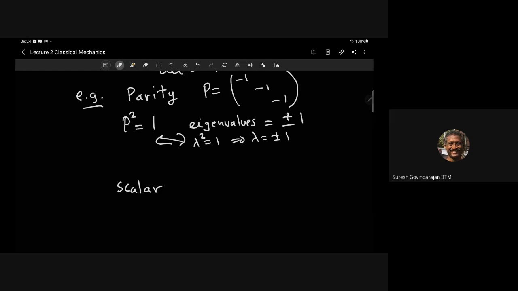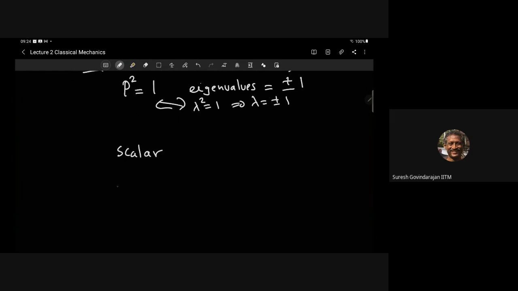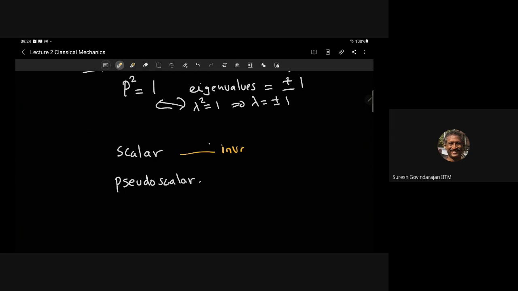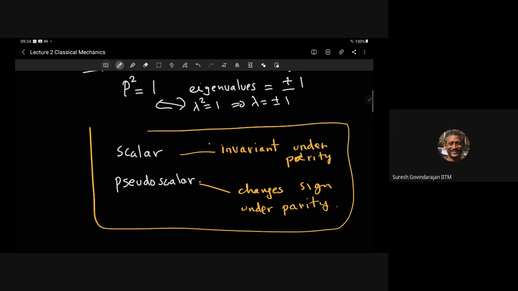So there will be two kinds of scalar. We'll call one scalar, we'll just reuse the name. Another one we'll call pseudo scalar. This is invariant under parity. And this changes sign. Okay. So now we are going beyond rotations. We are putting in orthogonal. We are looking at parity transformation. Is this clear? This is what we will define.